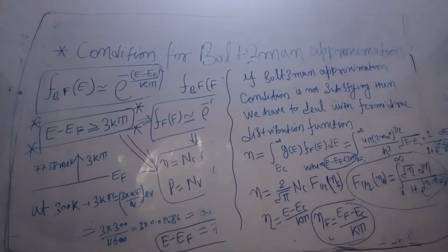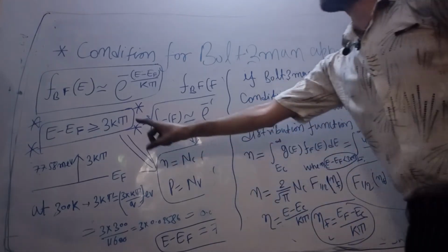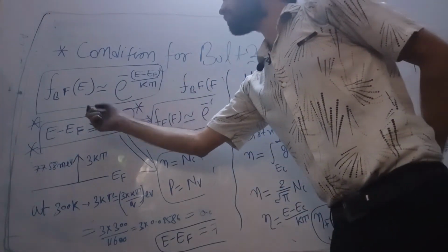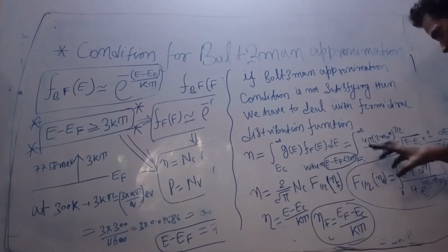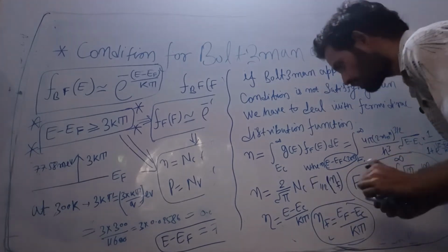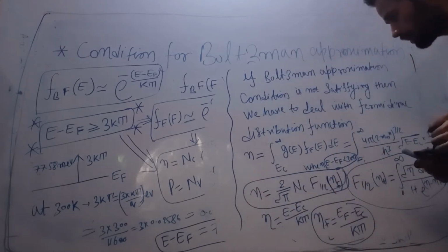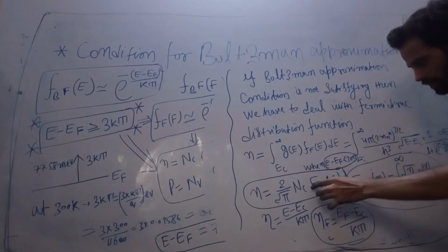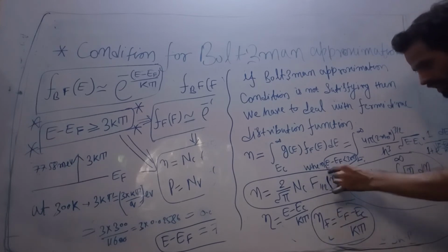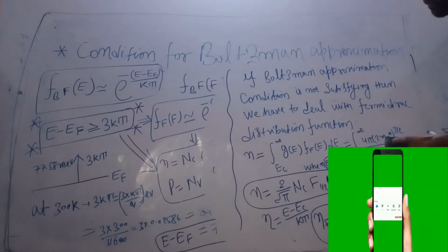So this is the only way to solve. If this condition is not satisfied, this is the general method. Just remember this only. In this way, you can calculate n equal to 2 by root pi NC F half of eta F. This is nothing but the Fermi-Dirac integral. Let me write this properly.